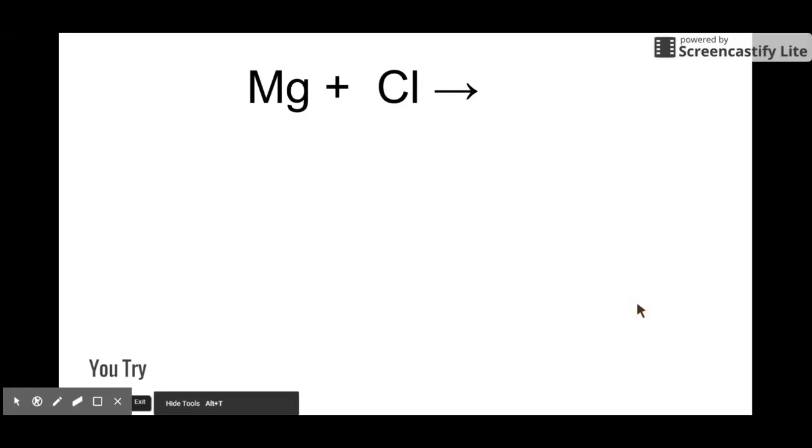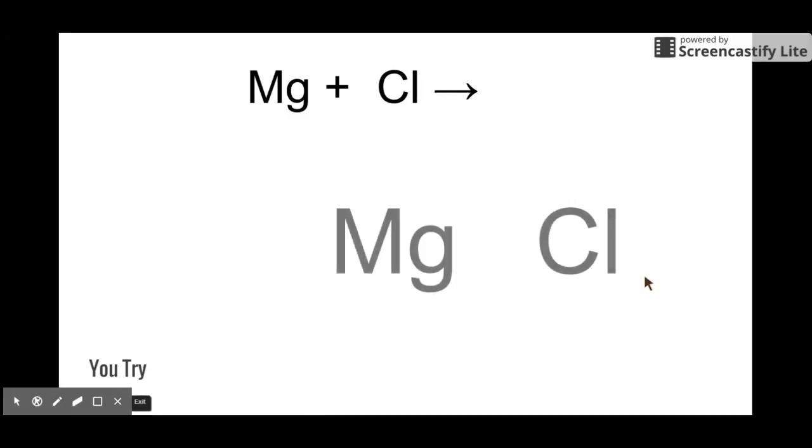Here's one for you. See if you can try to do this one yourself. Magnesium plus chlorine. Here, I'll even start you out. We have a magnesium atom and a chlorine atom. Draw the Lewis structures to see how they go. Did you pause it? Did you figure it out? I hope so. Let's see if we can do it together.